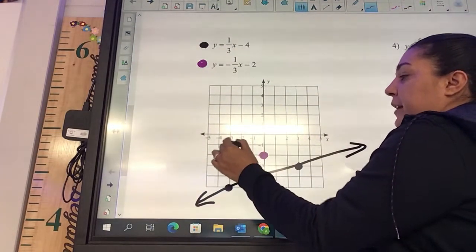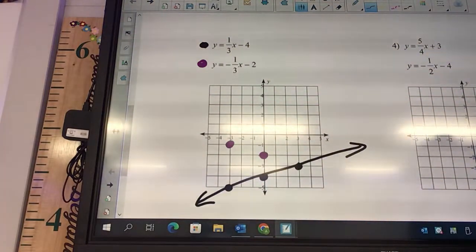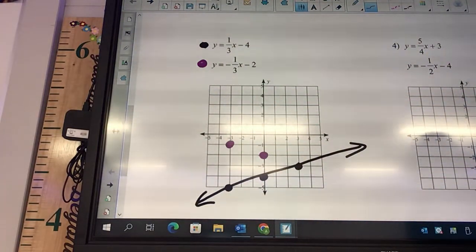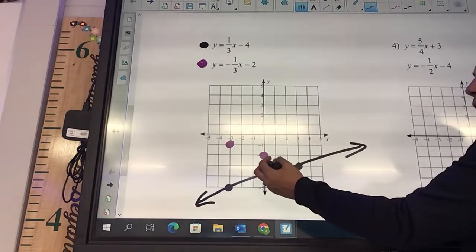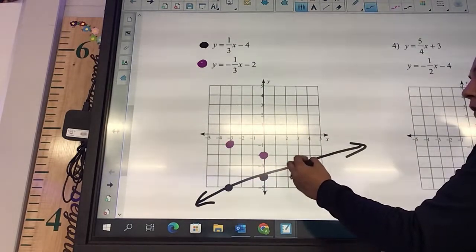Now, does that make sense? If we keep going up and over, are they gonna intersect? Gotta go down one. We're gonna go down 1, over 3, which way? To the right.